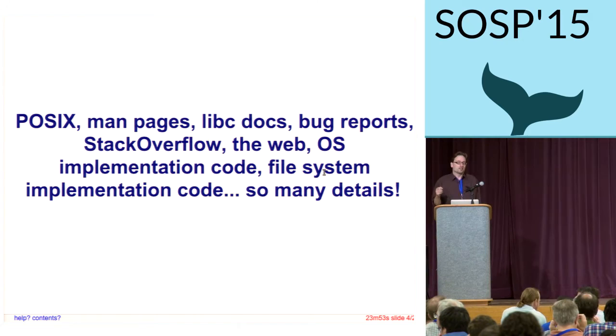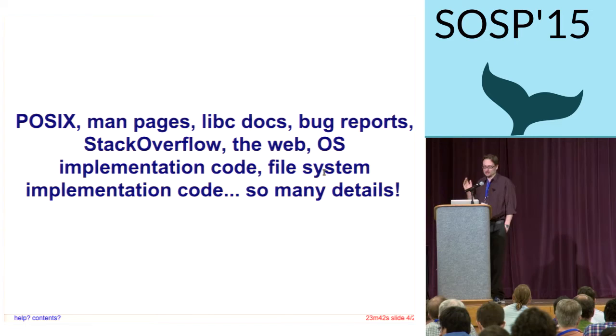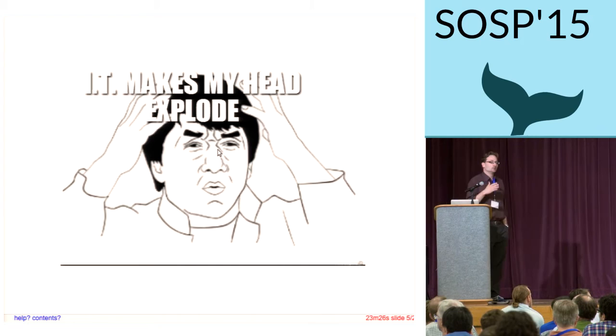There are lots of sources on the web. You've got the POSIX specification, man pages, libc docs, and bug reports. If you find a strange behavior under Linux, you can search, and you may find a bug report which speaks exactly to your problem. Stack Overflow is a relatively good source. You can also look at OS implementation code and file system implementation code. There's a ton of information out there, and an awful lot of detail. It's very common that it makes your head explode. There's too much detail here.